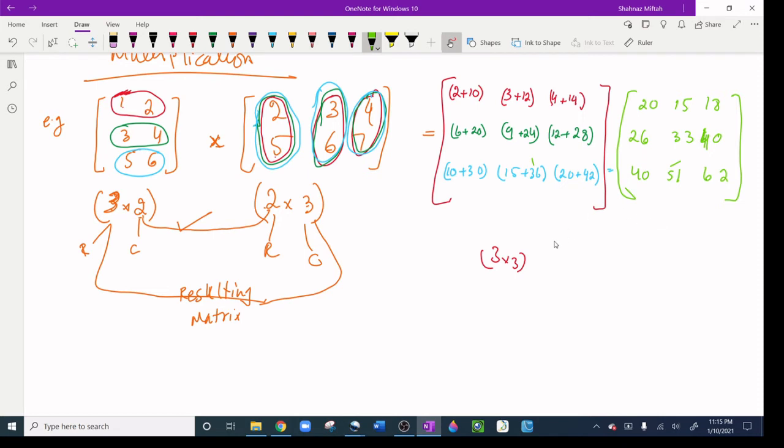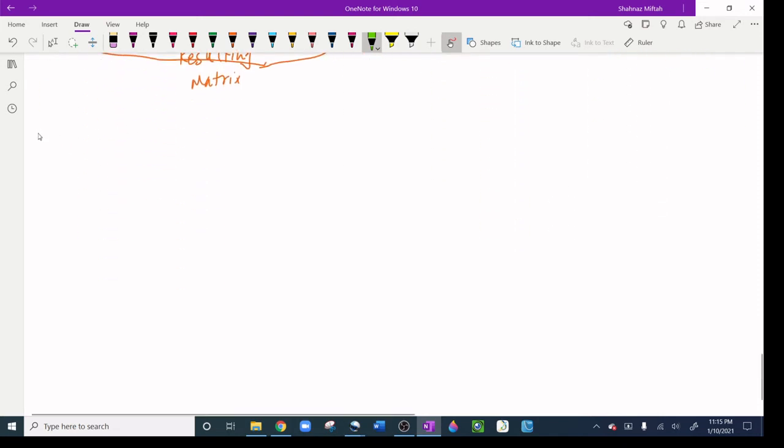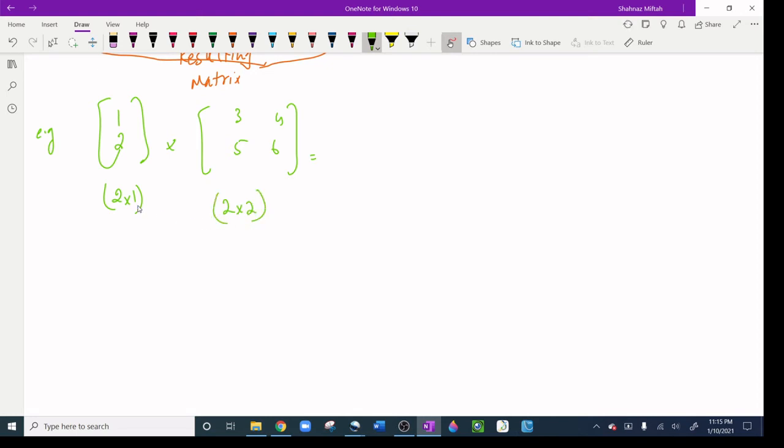Okay, let's go for the next one. Example. I have a 1, 2 matrix times 3, 4, 5, and 6, and they want me to multiply. Okay, I have to check if the matrix size is okay. This is row 1, row 2, so 2 by 1 column, and 2 rows and 2 columns. So if you guys check, the inner row and column are not the same, which means one is not equal to the other. So this one is not working.